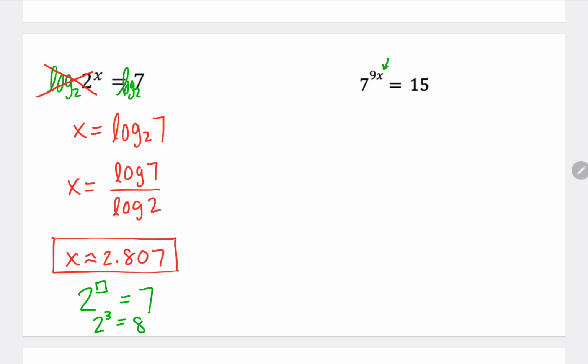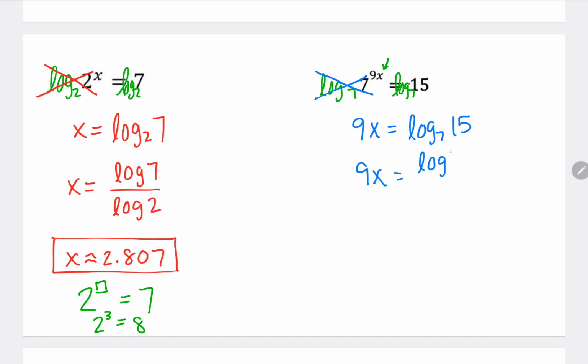On the next example, again, our goal is to solve for x. But to solve for x, first we need to get rid of this base of 7, and we can't get a common base on both sides of the equal sign. So because we can't get a common base, we need to get rid of that base of 7 by taking the log base 7 of both sides of the equal sign. On the left side, the log base 7 cancels out with the base of 7, and we're left with 9x. On the right side, we have log base 7 of 15, which you cannot type into your calculator. So we use the change of base formula, log of 15 divided by log of 7.